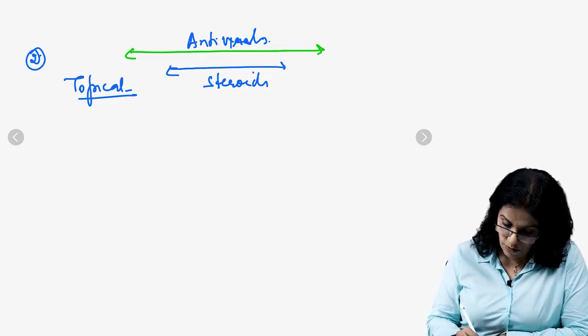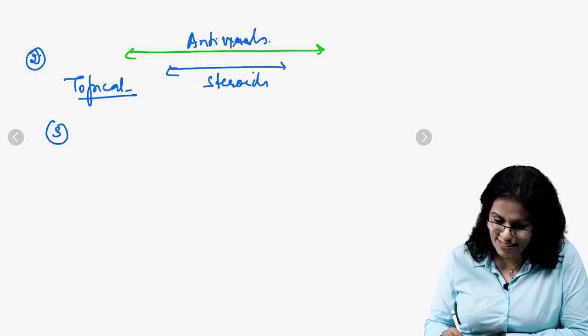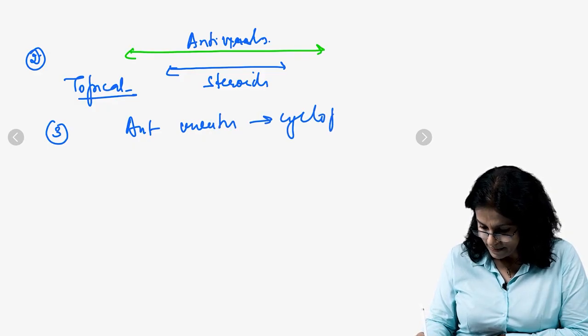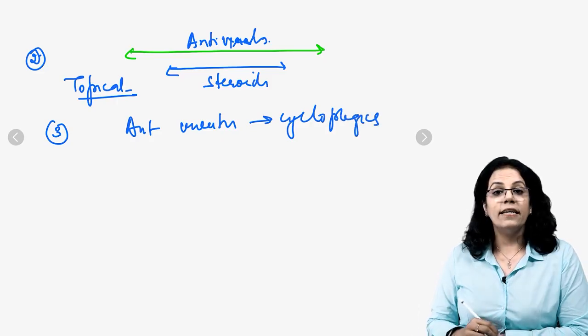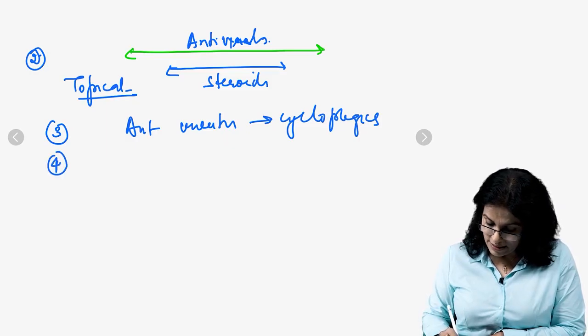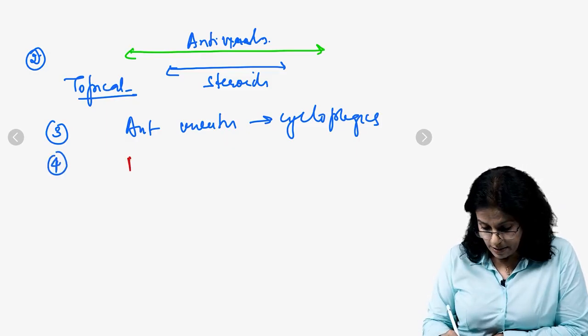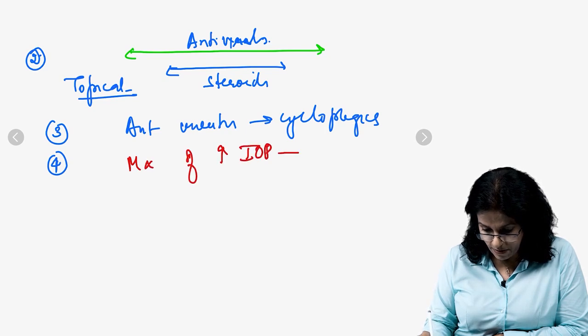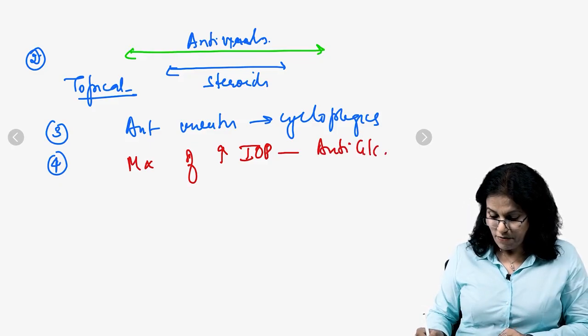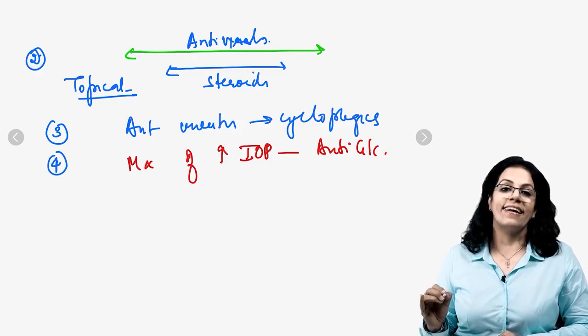What else do you have to do? Of course, associated uveitis, you have to treat with cycloplegics. Every time we say this, for anti-uveitis, we are giving cycloplegics. Any inflammation in uveitis can lead to an increase in intraocular pressure. Now, there is an interesting point here. For management of increased intraocular pressure, of course, you will give anti-glaucoma drugs. But what is important is to avoid prostaglandins.